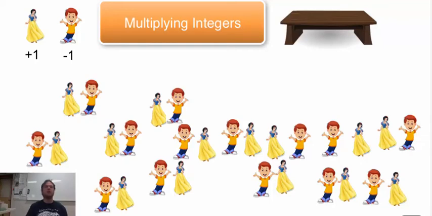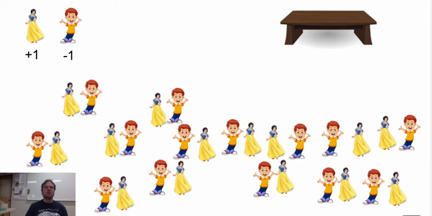Hello, in this lesson we're going to be looking at multiplying integers. Okay, so let's first take a look here. We have the same scenario as what we did adding and subtracting integers. We have a whole bunch of people on the dance floor, and if we remember, boys can only dance with girls, and girls can only dance with boys. You cannot dance with the same sex. So let's take a look at the situation.